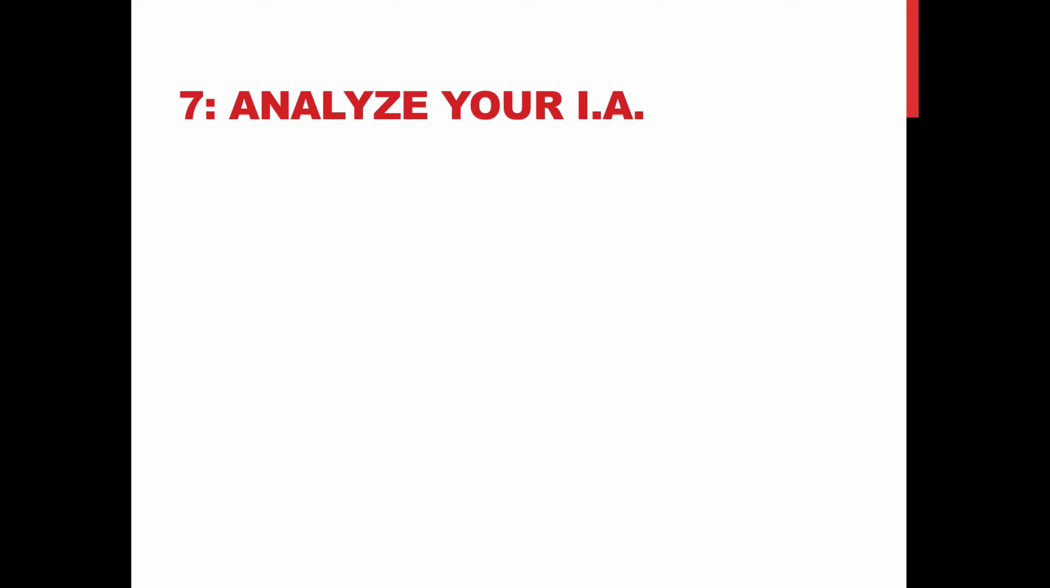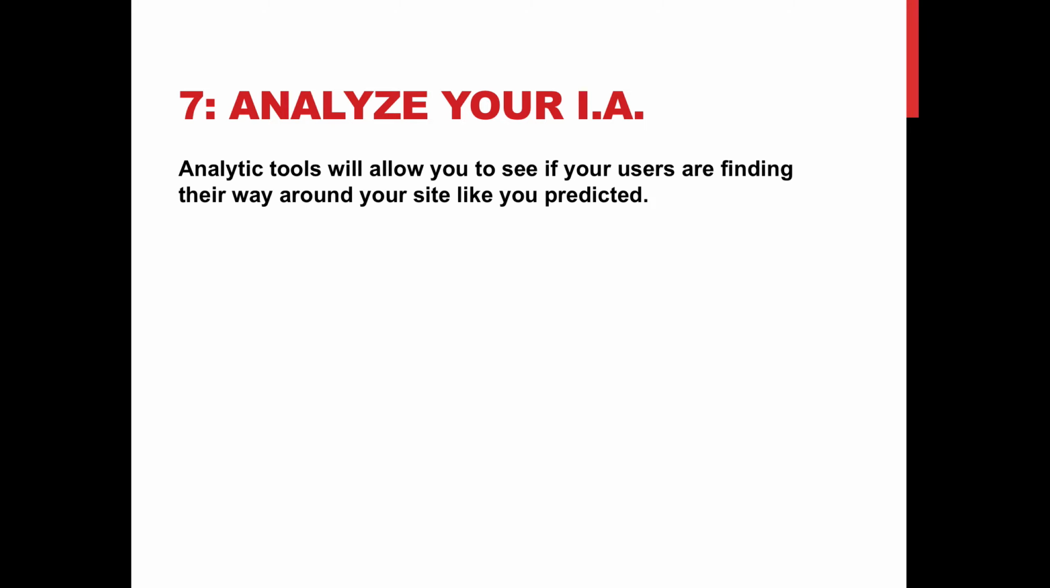Okay. Number 7, analyze your information architecture. Analytic tools are so easy to implement now, and they are one of those things that is kind of outside of the bounds of this class, less because of complexity and actually because of its simplicity. You could spend approximately an hour reading about Google Analytics and use it on any site that you want and be very, very effective with it without having to take a class on it.